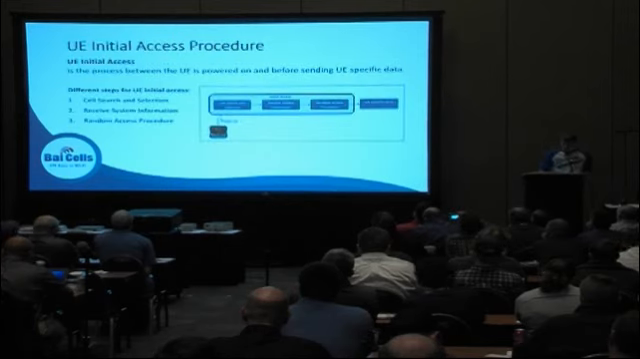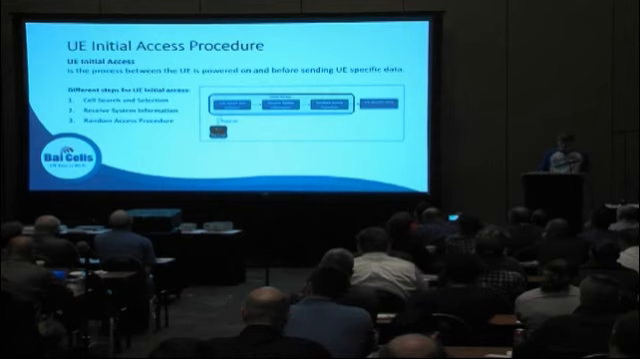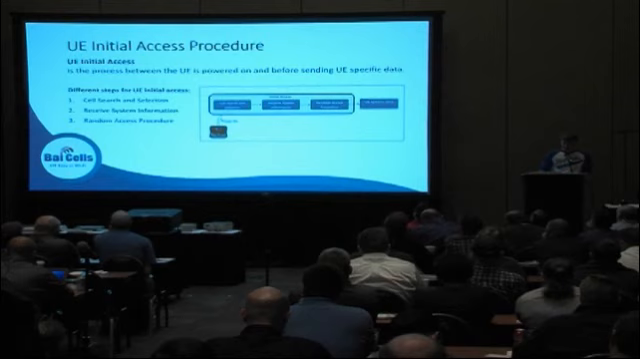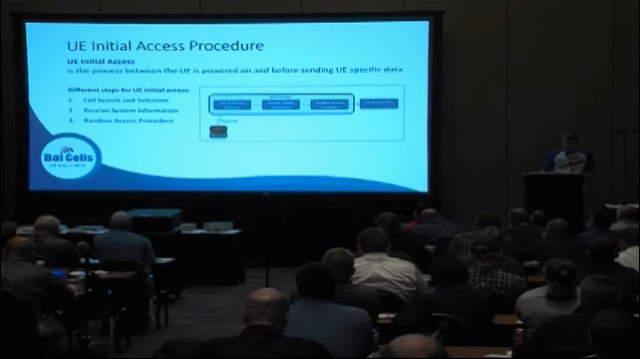Okay, so when the UE powers on, this is the initial procedure. It will first do a cell search and selection. It receives the system information, and then it's able to get the random access procedure.